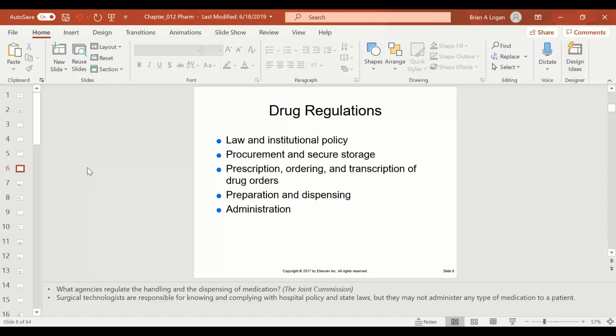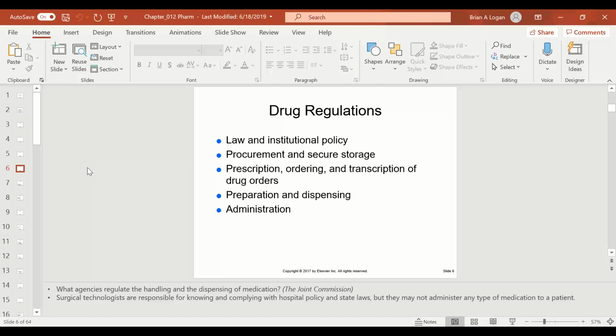Regulations on these drugs, right? You have laws and also institutional policies by the hospitals themselves. And they'll cover things like the proper handling and storage of them, how they get administered, right? Is it an over the counter drug? Is it a prescription drug? And how are we going to give it to that patient? Is it an oral medication? Is it IV? Is it intramuscular, sublingual, buccal, those kinds of things? We're going to go through all those different routes of medication.